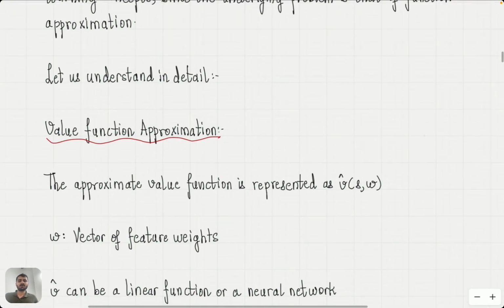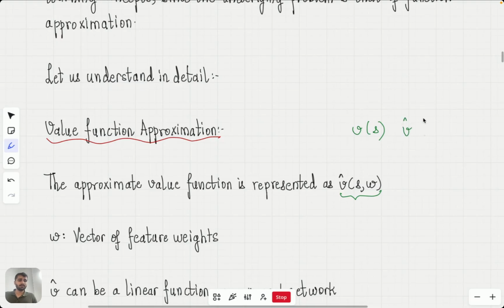So firstly, we write down this value function as v hat of s comma w. Remember that previously we used to write the value function as v of s. Now we have made two changes here. Firstly, we use a hat to represent that it's an approximate value. And secondly, we use a letter here called w. This is called weights. And this is a vector, which means that it doesn't have a single value, but it can have multiple values like 1, 2, 3, etc.